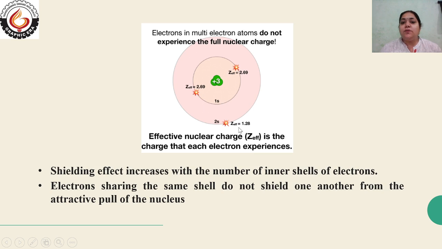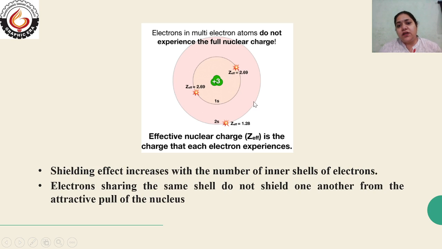Why this happens? Because these 2 electrons screen the Z effective. That means this positive charge is going to attract this 2s electron, but due to presence of these two, because these two also repel this. So overall the total effective nuclear charge felt by this electron is less as compared to the effective nuclear charge felt by these 2 electrons. Clear? So the shielding effect increases with the number of inner shells of electrons.